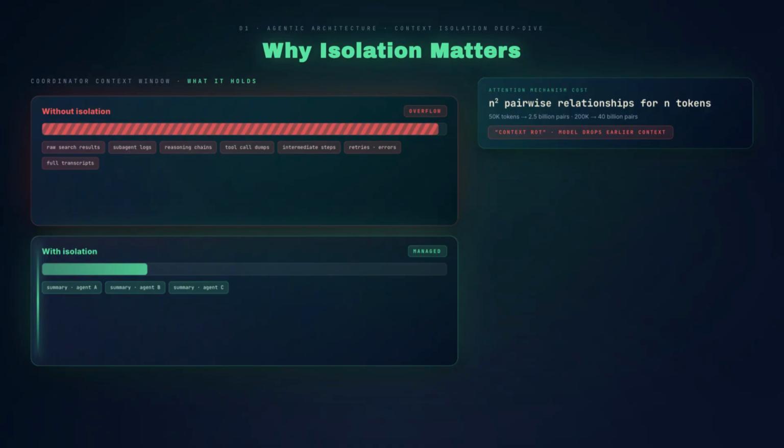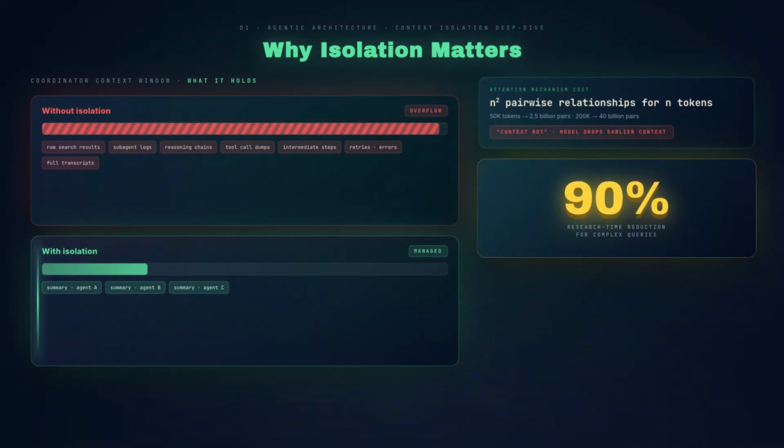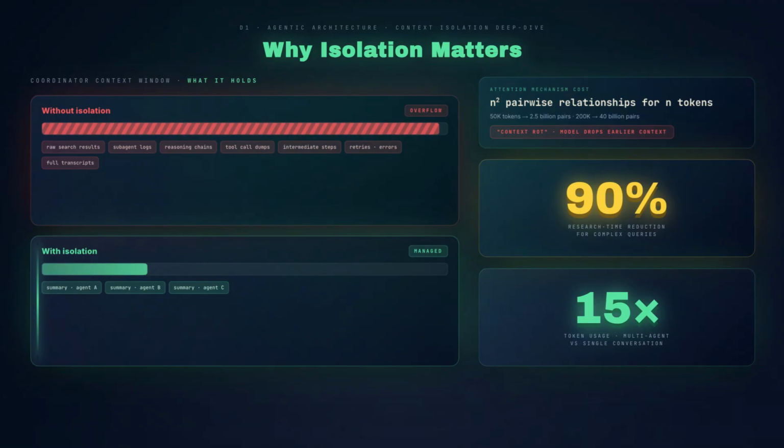The model literally cannot hold everything simultaneously. What engineers call context rot. Accuracy degrading as the context window fills. Isolation prevents the coordinator from reaching that density. All of each subagent's working context stays inside that subagent. The coordinator's budget stays under control regardless of how much work the subagents do.